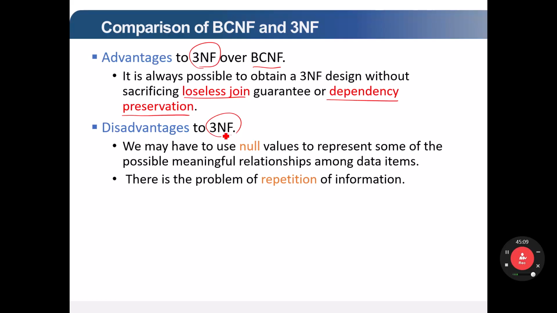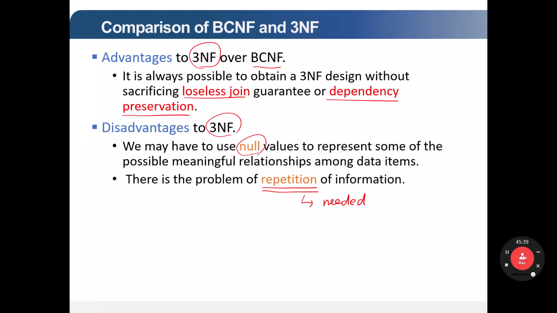But 3NF has some problems. It's not a perfect solution. We may have some redundant data, but this is not a real problem. This is needed information. And sometimes we need to store lots of null values in the table. Why?